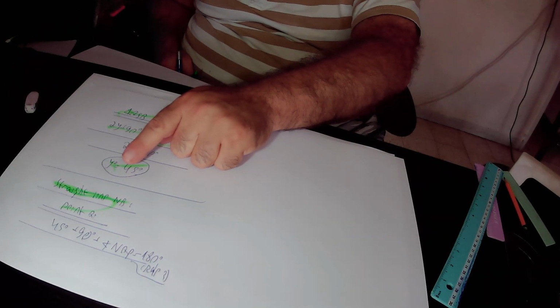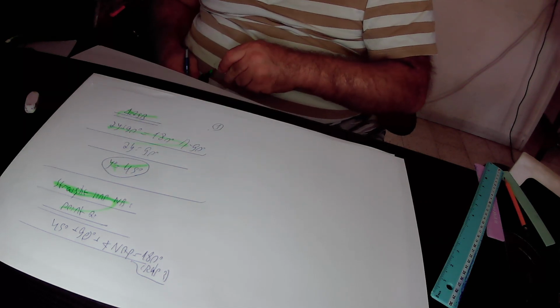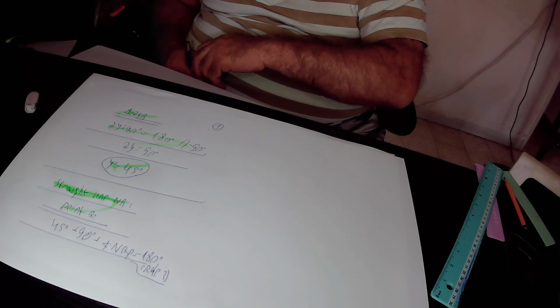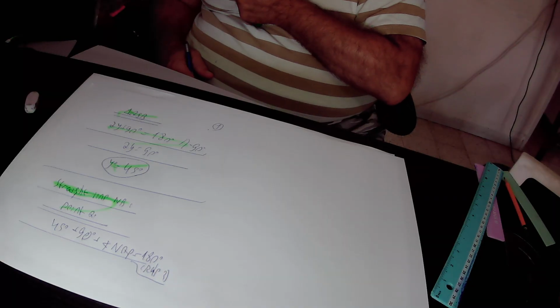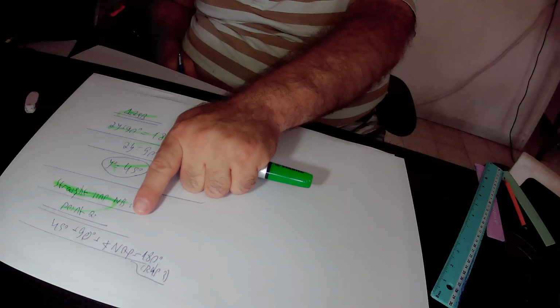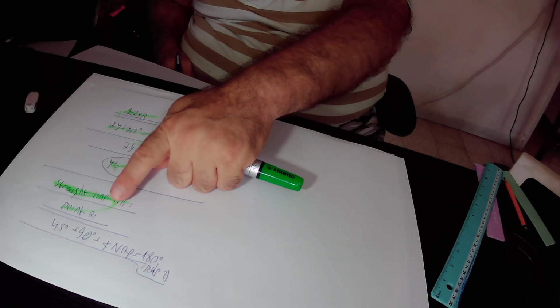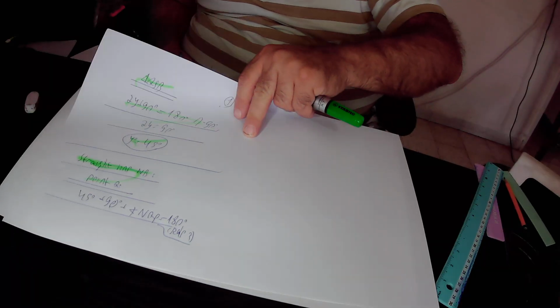On the left side of the straight line AB at point Q, the sum of the angles must be equal to 180 degrees according to rule 3. That is to say, 45 degrees plus 90 degrees plus the missing angle NQP, in total, must be equal to 180 degrees. 45 degrees plus 90 degrees is 135 degrees.